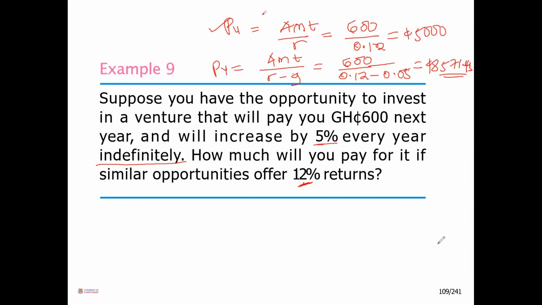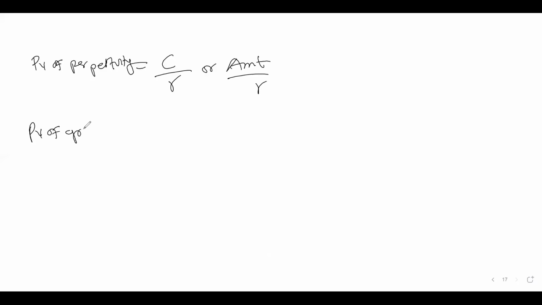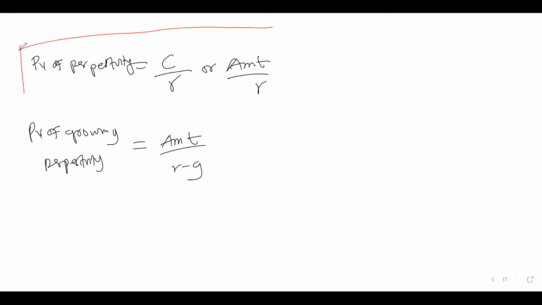So as part of your formula sheet, you can add that the present value of a perpetuity is the cash over r, or you can say amount over r. And then the present value of a growing perpetuity is the amount over r minus j. That's all. Just add it to your list of formulas.